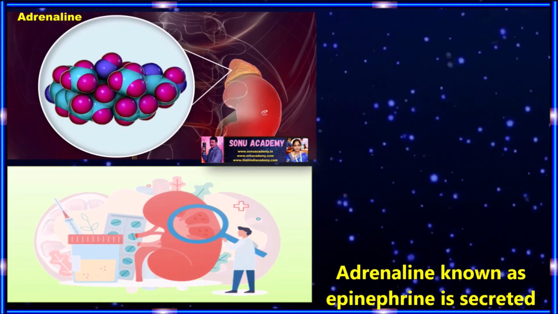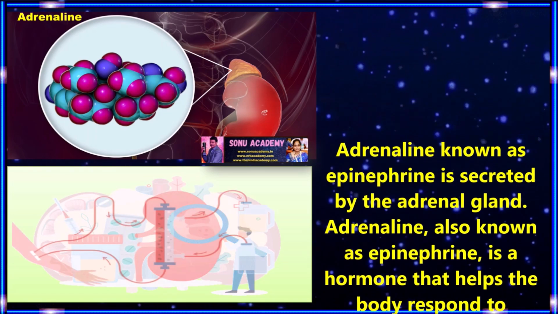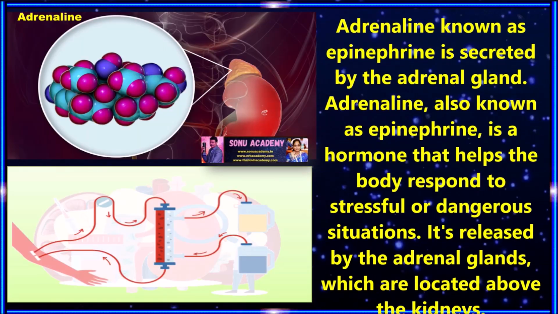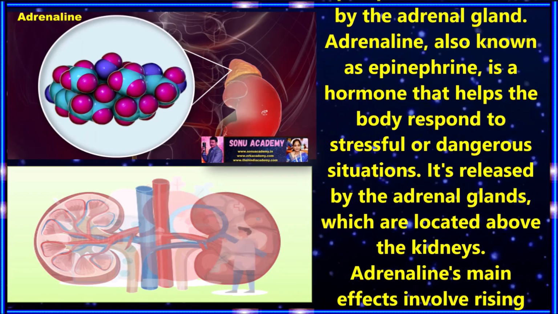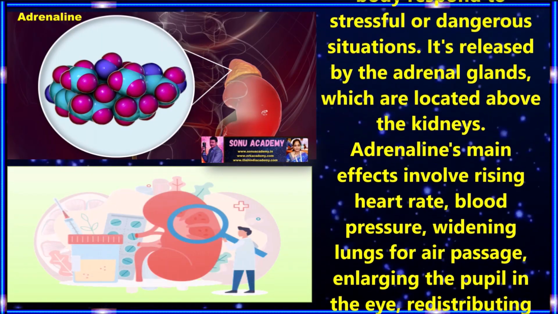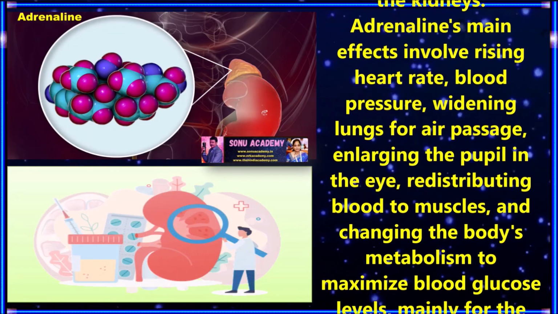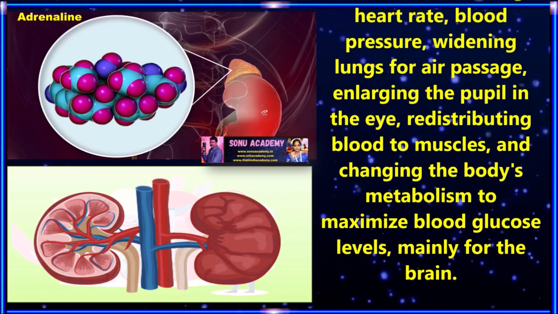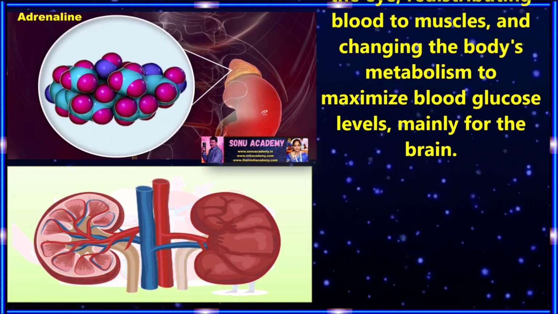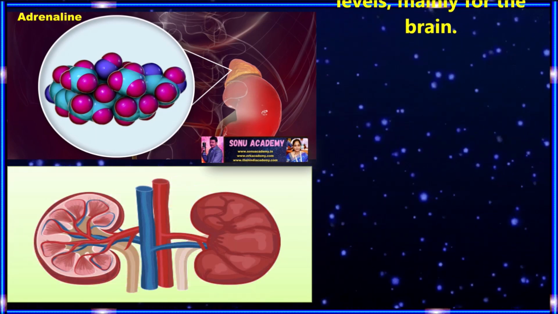Children, let us discuss the adrenaline hormone. Adrenaline, known as epinephrine, is secreted by the adrenal gland. Adrenaline is a hormone that helps the body respond to stressful or dangerous situations. It is released by the adrenal gland, which is located above the kidneys. The main effects of adrenaline involve raising heart rate and blood pressure, widening the air passages of the lungs, enlarging the pupils in the eye, redistributing blood to muscles, and changing the body's metabolism to maximize blood sugar levels, mainly for the brain.